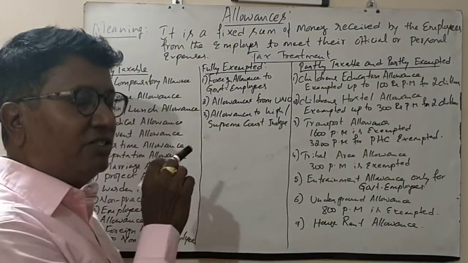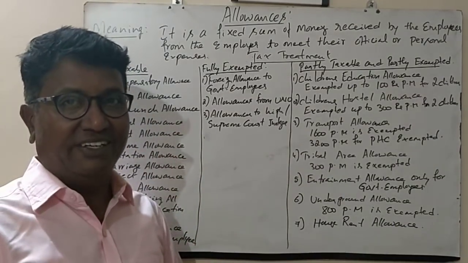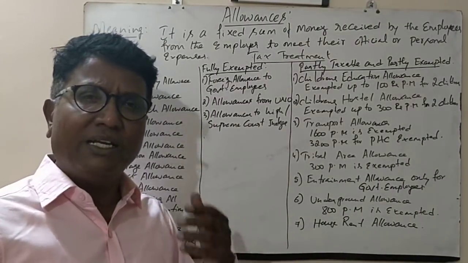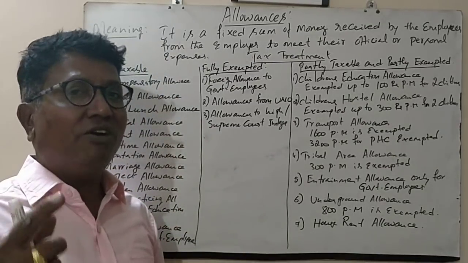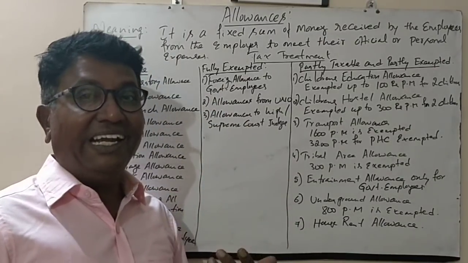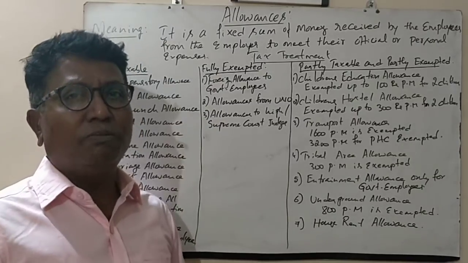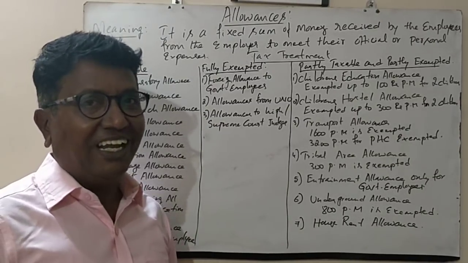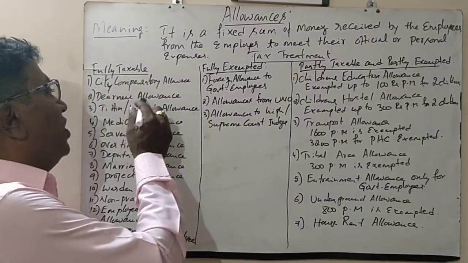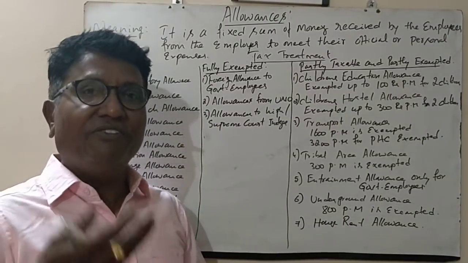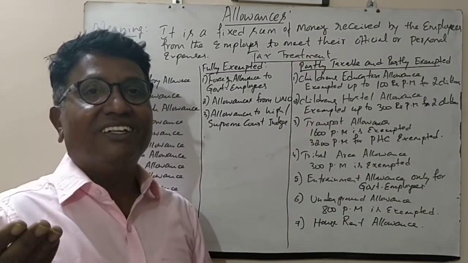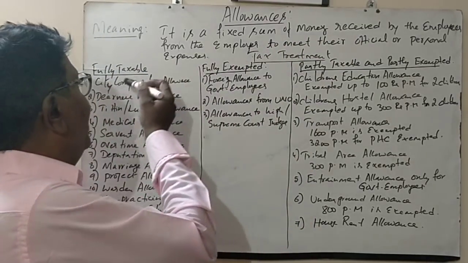Dearness allowance is also called high cost of living allowance. Everybody knows that the cost of living increases year after year, day after day. When I was working in 1995, I was getting 3000 rupees of salary. Now in 2018, I cannot live with 3000 rupees of salary. My salary is increased with the allowance called dearness allowance, because the cost of living is increasing and proportionately the employer is also increasing the salary by giving me a fixed sum of money in the form of dearness allowance.